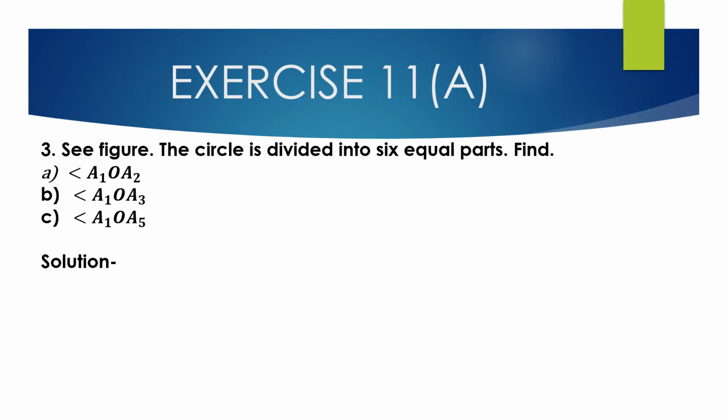Now we will solve question number 3. See the figure. The circle is divided into 6 equal parts. Find the angle A1 O A2, angle A1 O A3 and the angle A1 O A5. First draw the figure. This figure is given. This is center O.